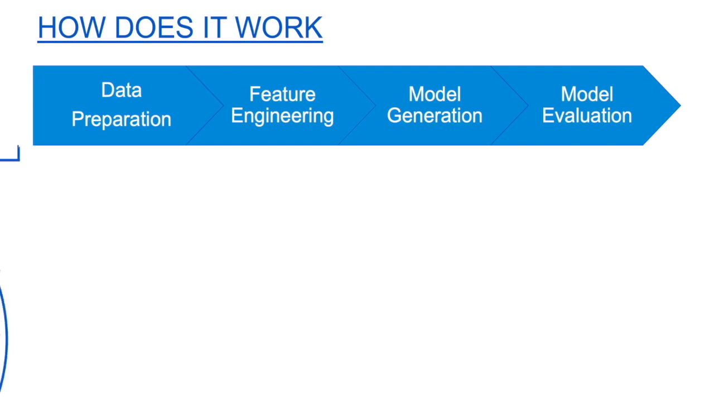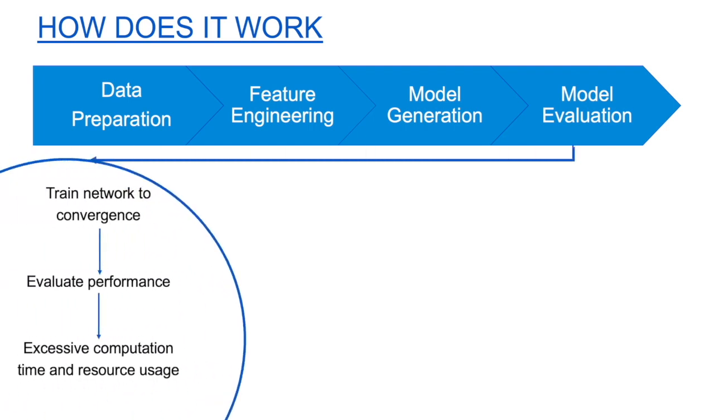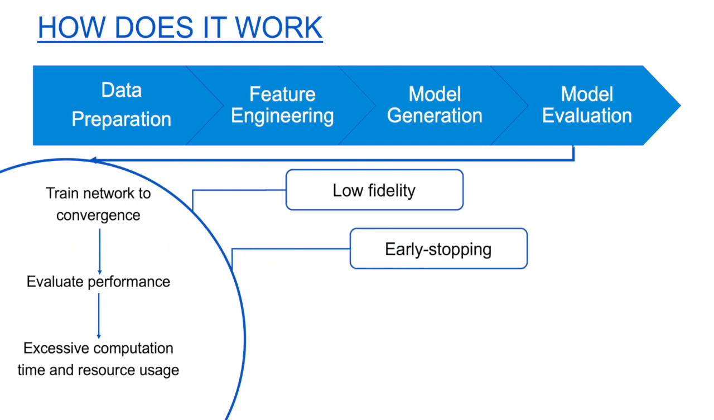The network is trained and evaluated. However, this step would require an excessive amount of computation time and resource usage if it had to do this for every model. As a result, a few solutions to streamline this process have been proposed. The first is low fidelity. This technique lowers the quality of the data, for example, a lower image resolution. It also reduces the model size, for example by using a lower filter size. A second technique is early stopping. Here the evaluation of the model is stopped early if there are signs of a bad accuracy.